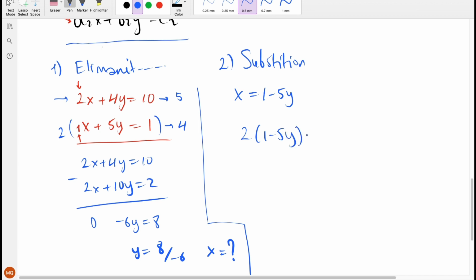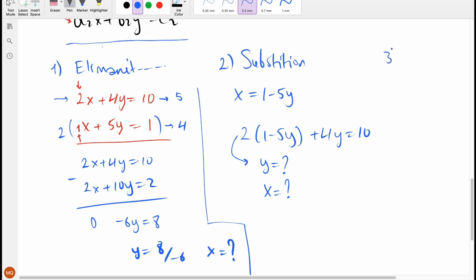Then we will get a linear equation with one variable. After that, we are finding the value of y from this equation. Then you have to put it in one of them. Then you can find the value of x.